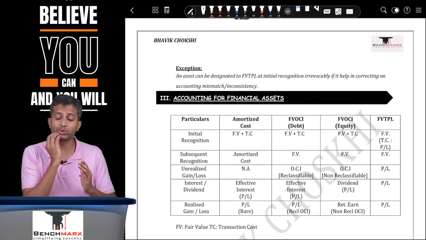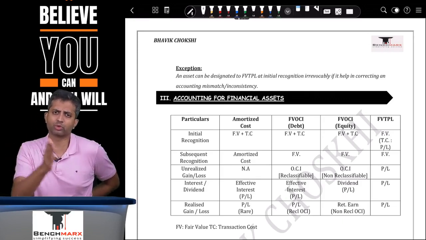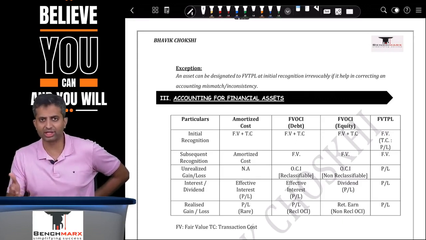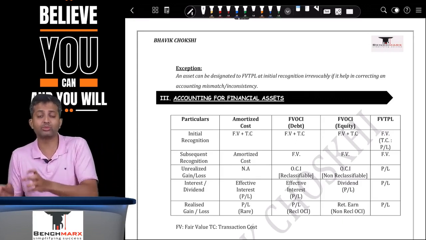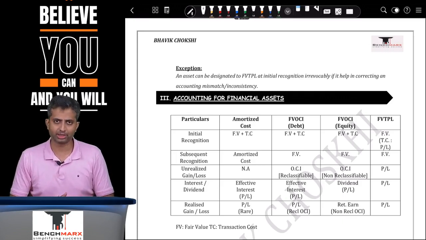So remember, FVOCI debt instruments are reclassifiable, that means on sale the balance in the fair value reserve goes to the profit and loss, whereas FVOCI equity is non-reclassifiable, which means on the sale of such equity instruments the balance in the fair value reserve will directly go to the retained earnings.